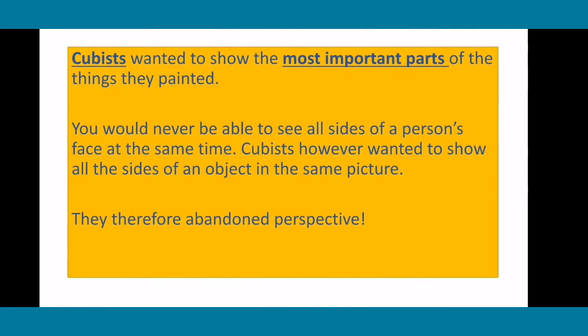Cubists wanted to show the most important parts of the things they painted. You would never be able to see all the sides of a person's face at the same time. Cubists, however, wanted to show all the sides of an object in the same picture. They therefore abandoned perspective.